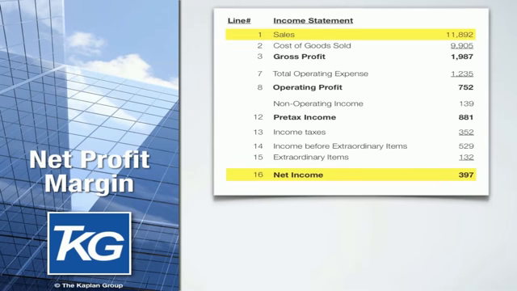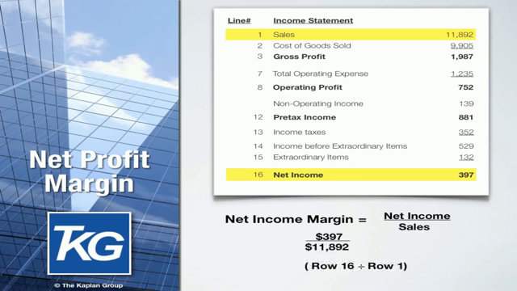The final margin that we can calculate on this income statement is the net income margin. We divide net income of $397,000 by total sales of $11,892,000, and we have a profitability margin of 3.3%. This 3.3% profit margin means that for every $1,000 of sales, the company generates a profit of $33.